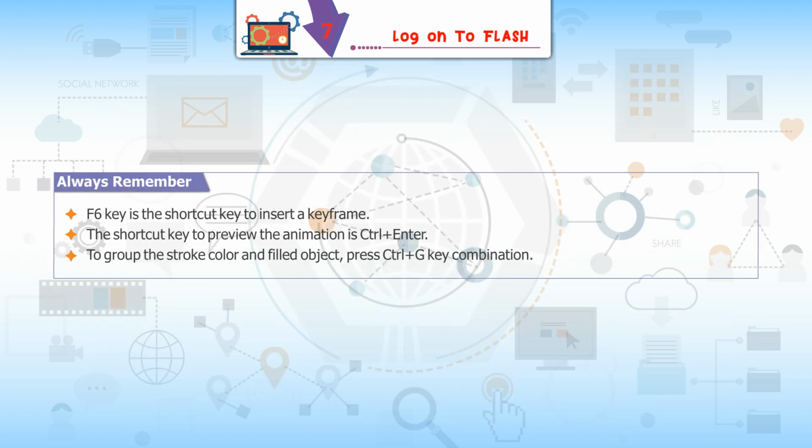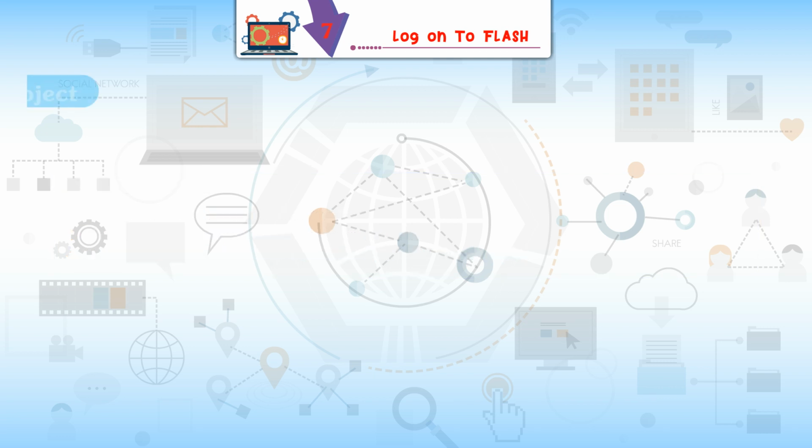Always remember, F6 key is the shortcut key to insert a keyframe. The shortcut key to preview the animation is Ctrl plus Enter. To group the stroke color and filled object, press Ctrl plus G key combination.